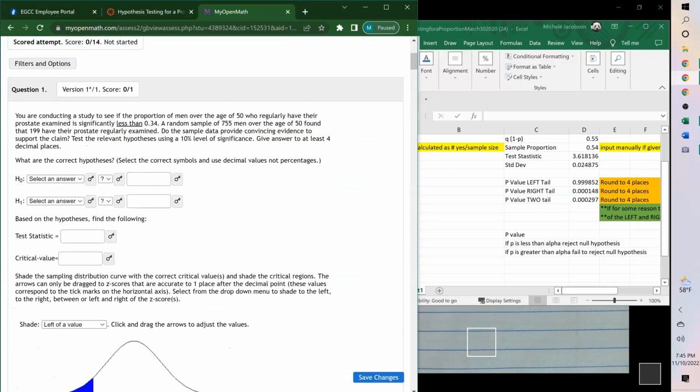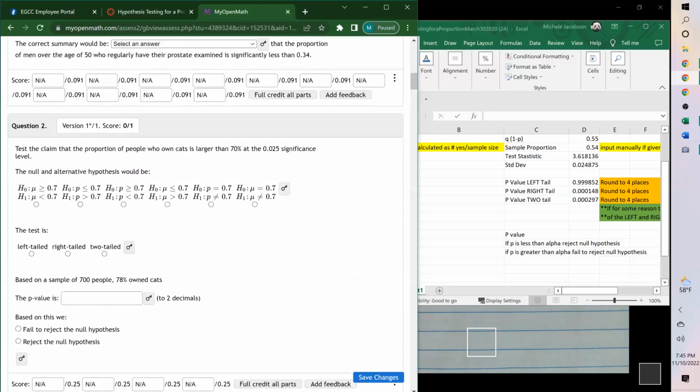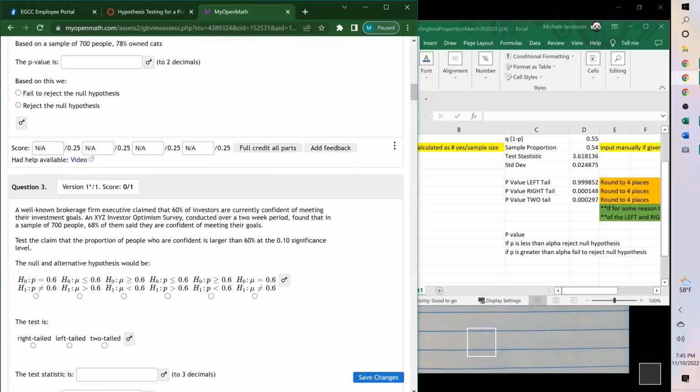Yeah, I have children. Can you send me a picture of it? Yes, text it to me. Do you have my phone number? No, I need it. Okay, I'll type it in the chat.